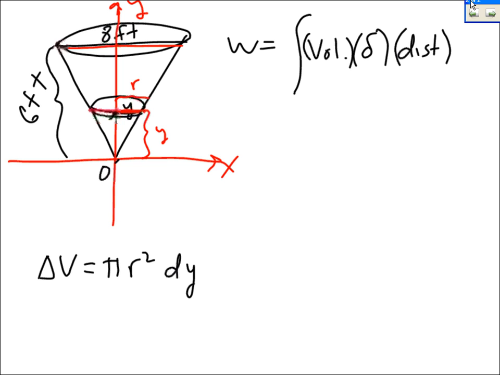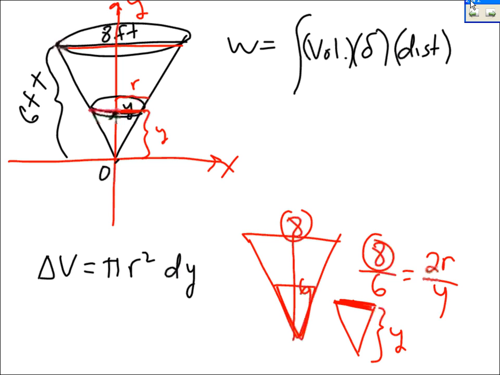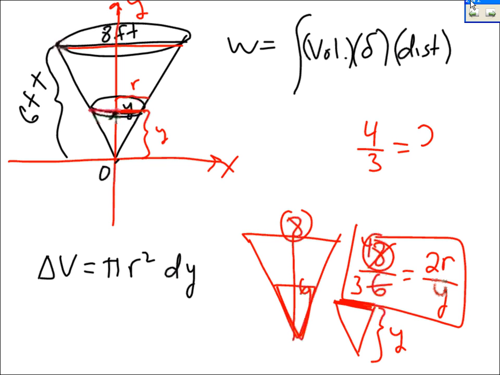We have similar triangles. We have this big triangle where the base is 8 and the height is 6. So we have 8 is to 6 as, and now we have this smaller triangle down here. Let's draw it. The height is y, and this is 2r. So their diameter, I put the diameter on the top, and the smaller one is 2r, and in the bottom, I put the height. This reduces to 4 over 3. So I want to solve this for r. We have that 4 over 3 is 2r over y.